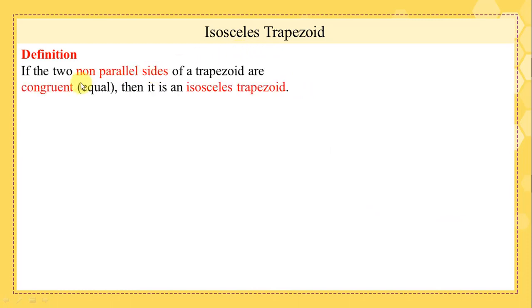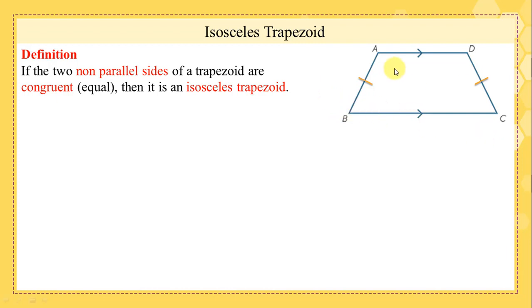Isosceles trapezoid. Definition: if the two non-parallel sides of a trapezoid are congruent, which means they are equal, then it is an isosceles trapezoid. Same as in a triangle, if we have two sides of a triangle that are equal, we call this triangle an isosceles triangle.